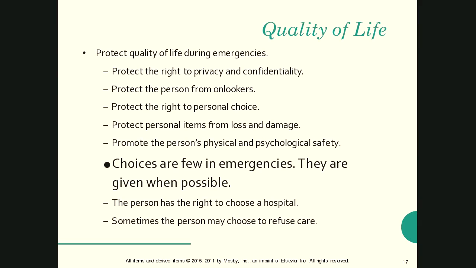So basically, quality of life here is protect the person during emergencies, protect their right to privacy and confidentiality, protect them from onlookers because, you know, catastrophic events, no matter how light the catastrophe is or how bad it is, people want to see. So protect the person, protect their right to personal choice and so forth. And you can read the rest of that. But remember that they do have a choice in hospitals, so you need to ask them or have that information on hand of what hospital they want to go to if you have several in the area.